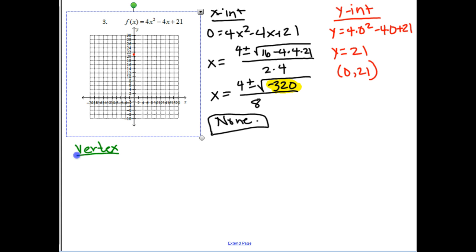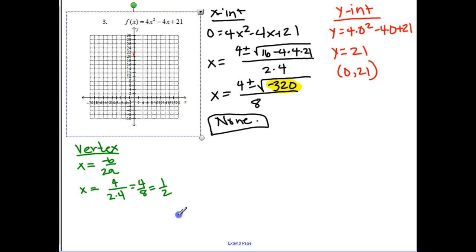Since the formula is in standard form instead of vertex form, we're going to use the little formula that was on the front page of your notes that says that the x-coordinate of the vertex is negative b over 2a. That means the x-coordinate of the vertex for this problem is going to be a positive 4 over 2 times 4, which is 1/2.